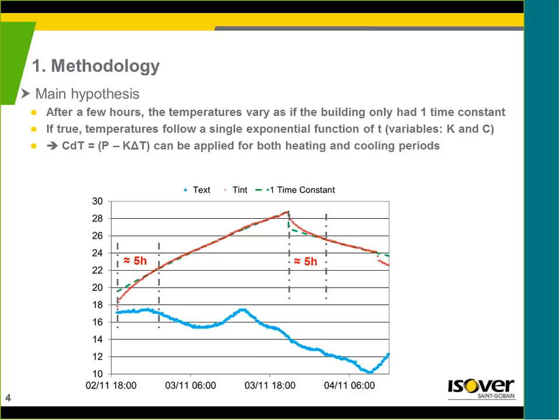We only apply that for both heating and cooling periods. So for example, these here will be the periods of analysis. I will explain also later why we take these periods. And as a direct consequence, because we have two unknowns, K and C, we just take C out of the picture. We don't really want it. And we have two periods, and we get a rather simple equation for K, the heat loss coefficient.